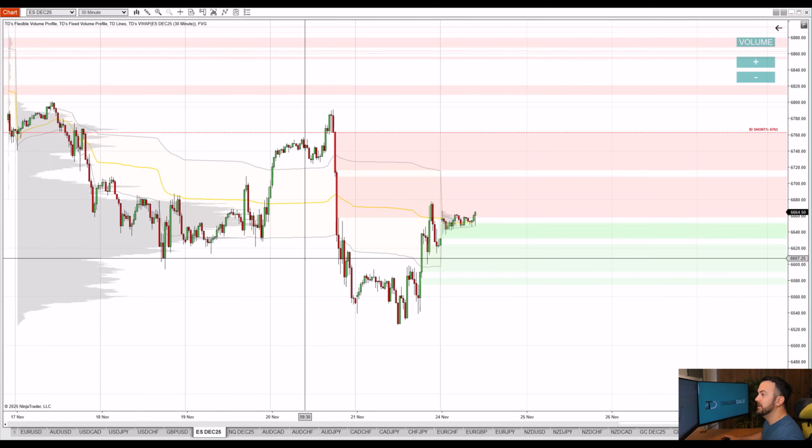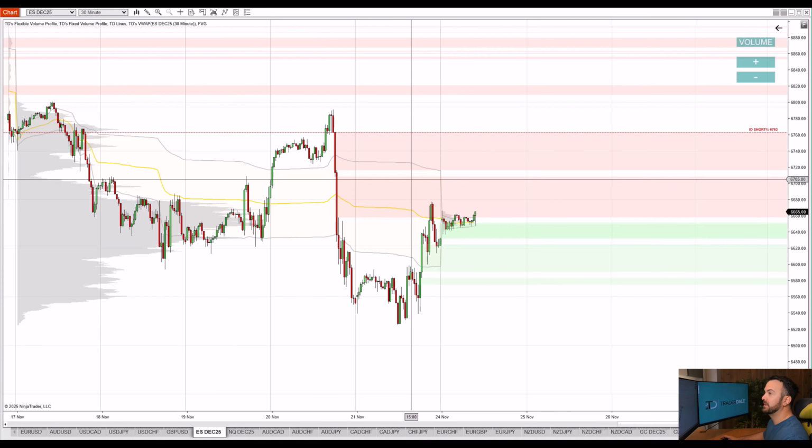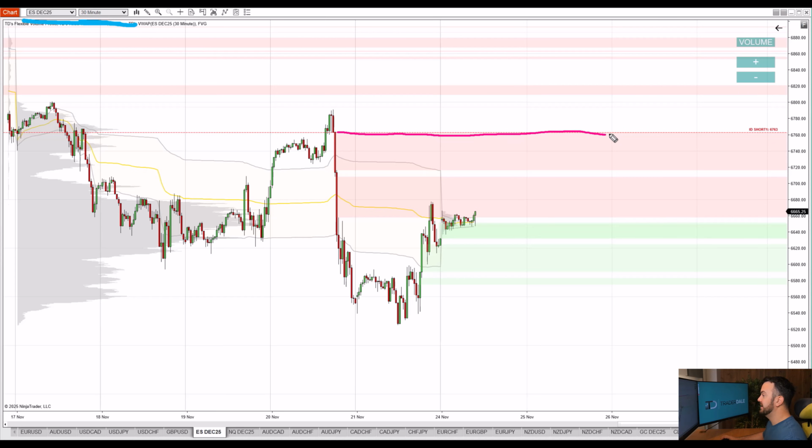What you see before you here is the NinjaTrader 8 platform with my custom-made volume profile and VWAP indicators, and this is a 30-minute chart of the ES. On the ES I want to talk about a strong resistance which formed on Thursday. It is this resistance and it is at 6,763. Now let me show you the reasoning behind this resistance.